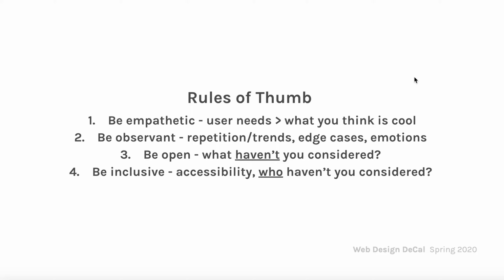You also want to be observant, so notice repetition and trends, edge cases, the emotions of your user. You also want to be open, so what haven't you considered? Don't just go for the first idea that you think of. You also want to be inclusive, so think about accessibility. Who haven't you considered? What user groups are also important to consider throughout working on your project.